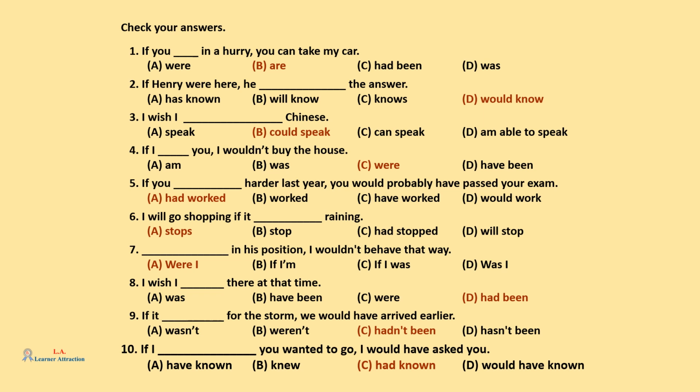Question number 7. A. Were I. Were I in his position, I wouldn't behave that way. Question number 8. D. Had been. I wish I had been there at that time. Question number 9. C. Hadn't been. If it hadn't been for the storm, we would have arrived earlier.